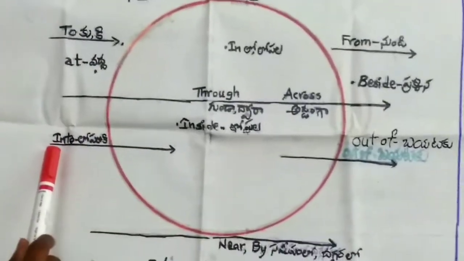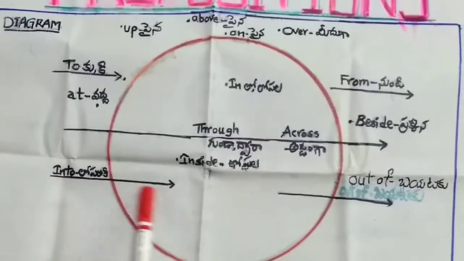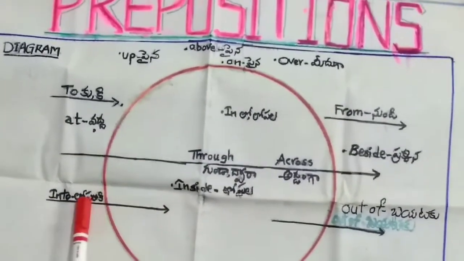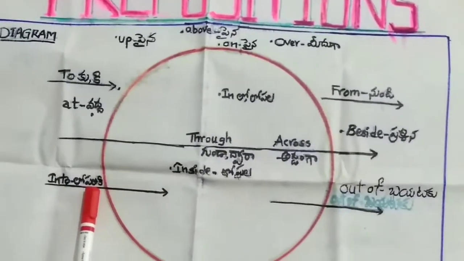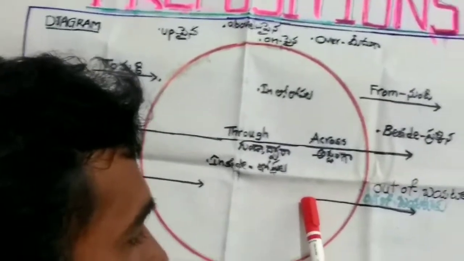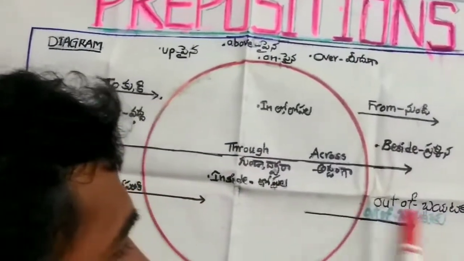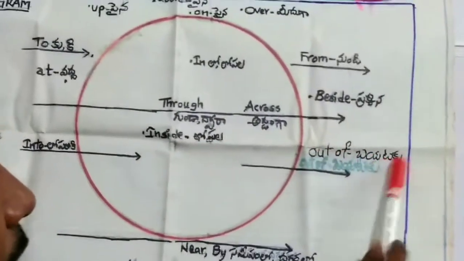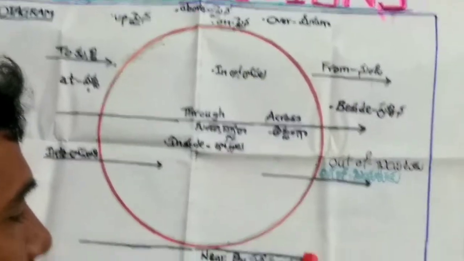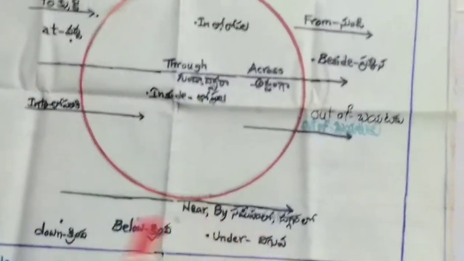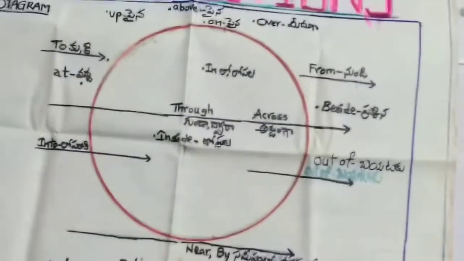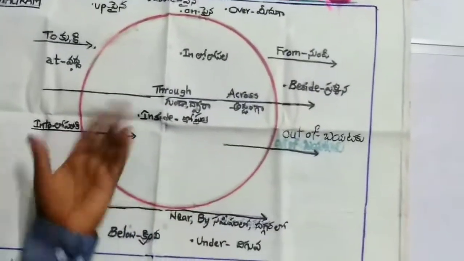And see here, this arrow comes into the circle, right? Into, inside. Of course, I have given some meanings also in Telugu, right? And this arrow is going out of the circle, out of. And near, this arrow, near. By, of course. And below, under, down. These are all prepositions we can know easily by this diagram.